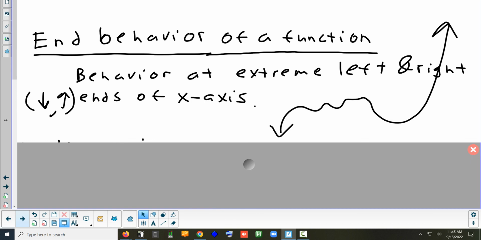So end behavior doesn't care about what's happening in the middle. Who cares? End behavior is looking at, all right, big picture. What's the right side doing? What's the left side doing? And polynomials always have one of those 4 end behaviors. Up, down, down, down, down, up.